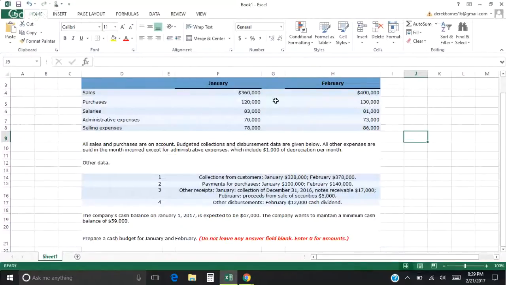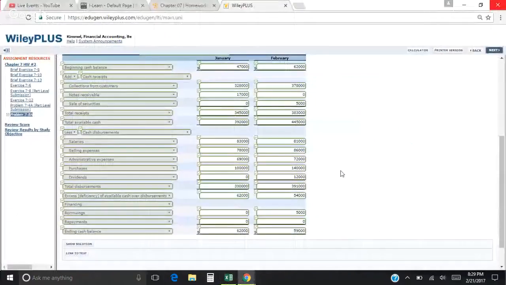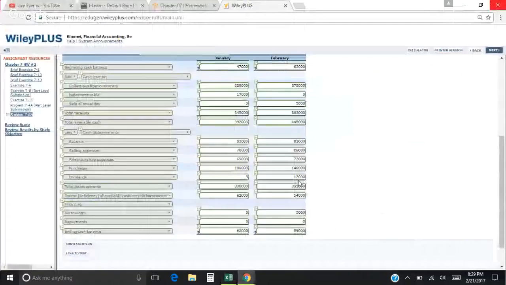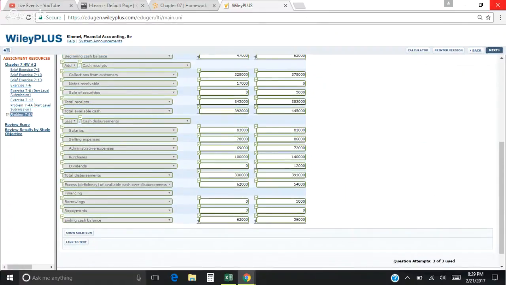We paid off some of January's in February. I'm assuming so, and even maybe in December and so on and so forth in the back, till we make payments. Anyways, so dividends, that was in the other disbursement section, $12,000, which we did not have in January. So our total disbursements for February is $391,000. Our excess in February comes out to be $54,000 of excess of available cash over disbursements in our budget. So we want to end every single month at $59,000 at least.